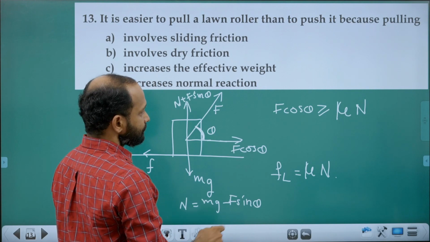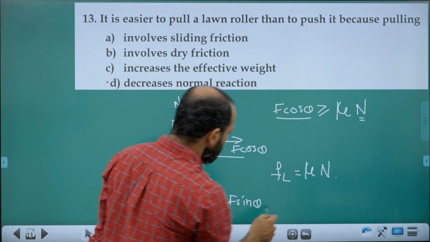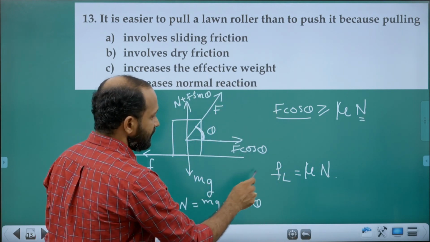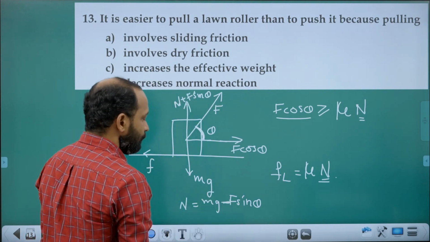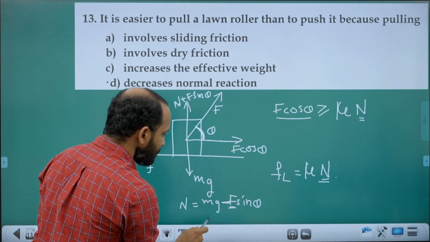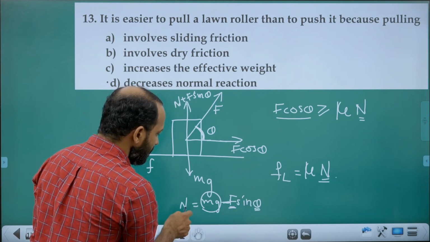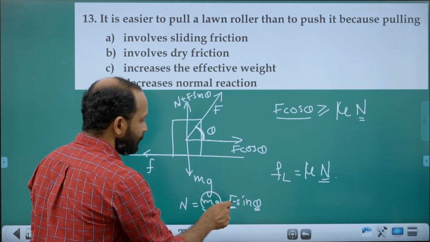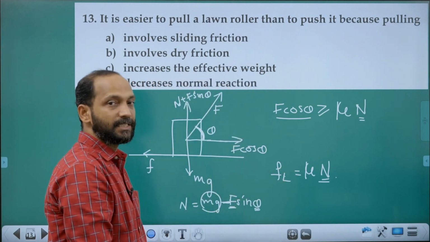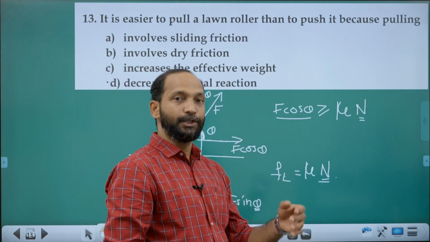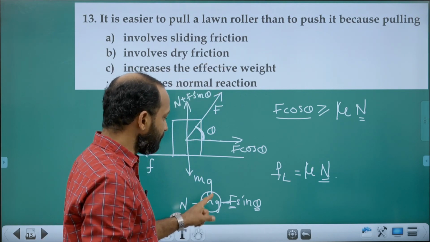That means F cos theta is greater than or equal to mu N, which depends on N. So limiting friction depends on N. N is mg minus F sin theta, and mg is a constant. When you increase F, keeping the angle theta constant, N decreases. When N decreases, limiting friction also decreases. So limiting friction is less because it reduces the normal reaction. But instead, if you push it, the normal force will be mg plus F sin theta.